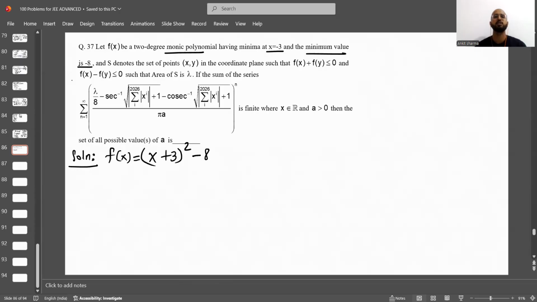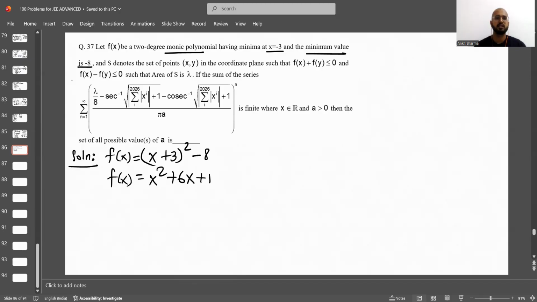That means I have the equation to be this. So f of x will be what? x plus 3 squared minus 8. Now if you see here, this has a minima at x equal to minus 3, and the minimum value is minus 8. So we have constructed the polynomial, and now we need to expand this. So we have x squared plus 6x, then 9 minus 8 is plus 1. So I have f of x to be this.